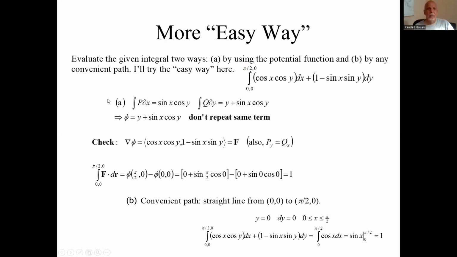I didn't finish the other easy way. Once I found the phi, I evaluated it at the two points. The stopping point will be pi over 2, 0. Starting point is 0, 0. So it's phi at the stopping point minus phi at the starting point. Don't get those backwards. And I won't go through that substitution and evaluation. It's pretty easy.